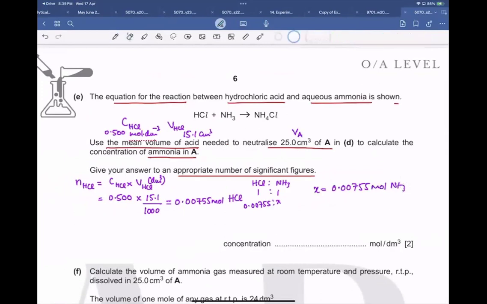So we got the moles of ammonia. Now we have to find the concentration of ammonia. So the concentration of ammonia would be moles of ammonia divided by volume of ammonia. So the moles of ammonia would be 0.00755 and the volume is 25. But remember that we have to use decimeter cube, so 25 divided by 1000. Now can anyone solve it and tell me the answer, please?